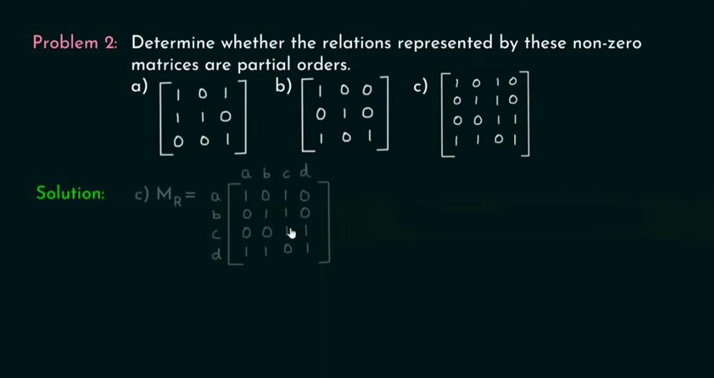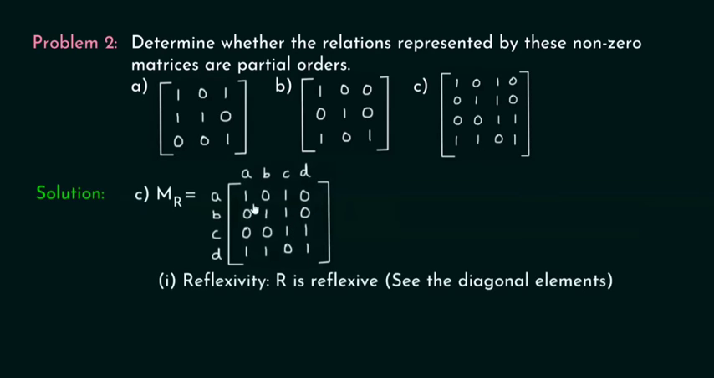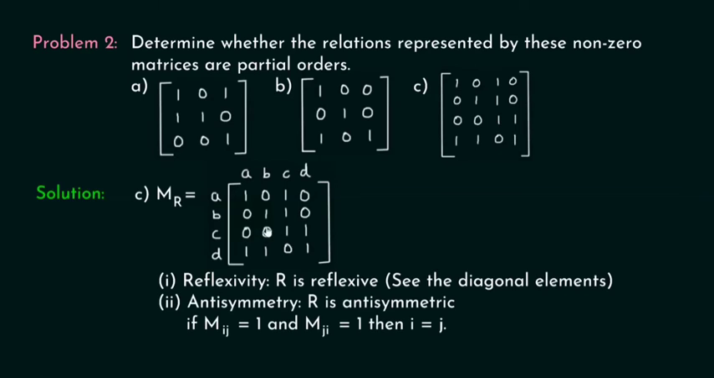Now let's check option C. Let's say this is MR. And here you can see all diagonal elements are 1. Therefore, this relation is reflexive, right? Let's check antisymmetry. Okay. This relation is antisymmetric also. You can see AB is 0, BA is 0, right? AC is 1 and CA is 0. Fine. AD is 0 and DA is 1. Fine. Apart from this, BC is 1 and CB is 0. Okay. BD is 0 and DB is 1. And then CD is 1 and DC is 0. Clearly, this relation is antisymmetric, right?